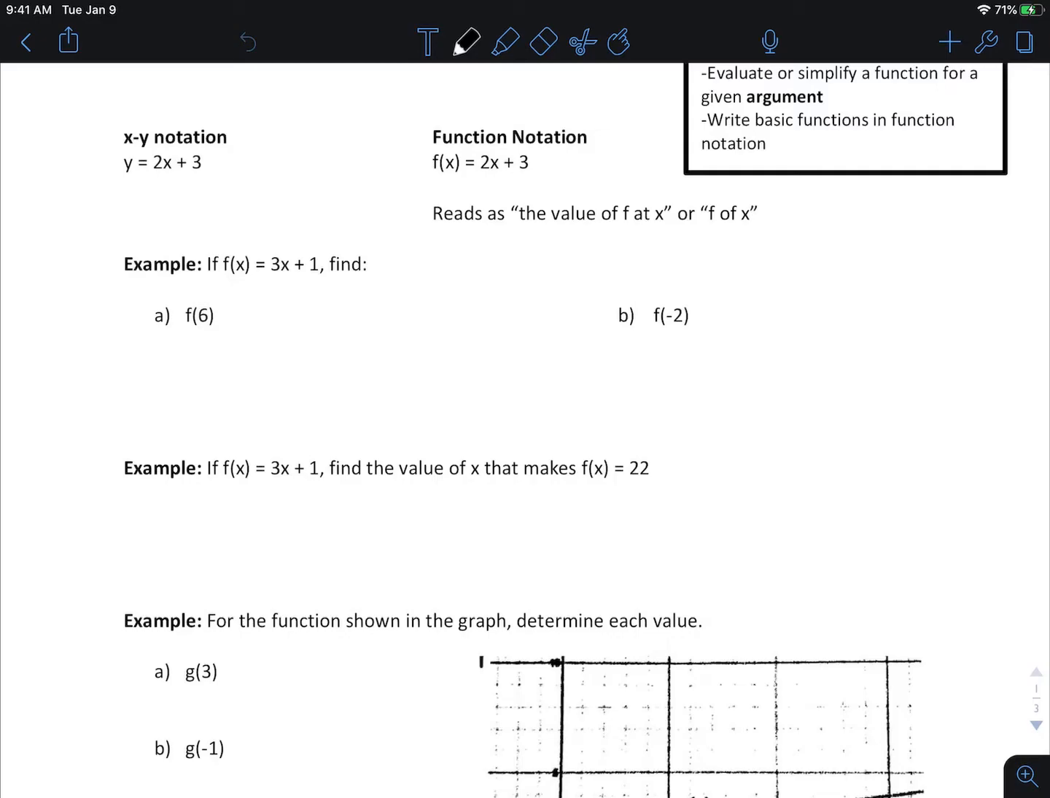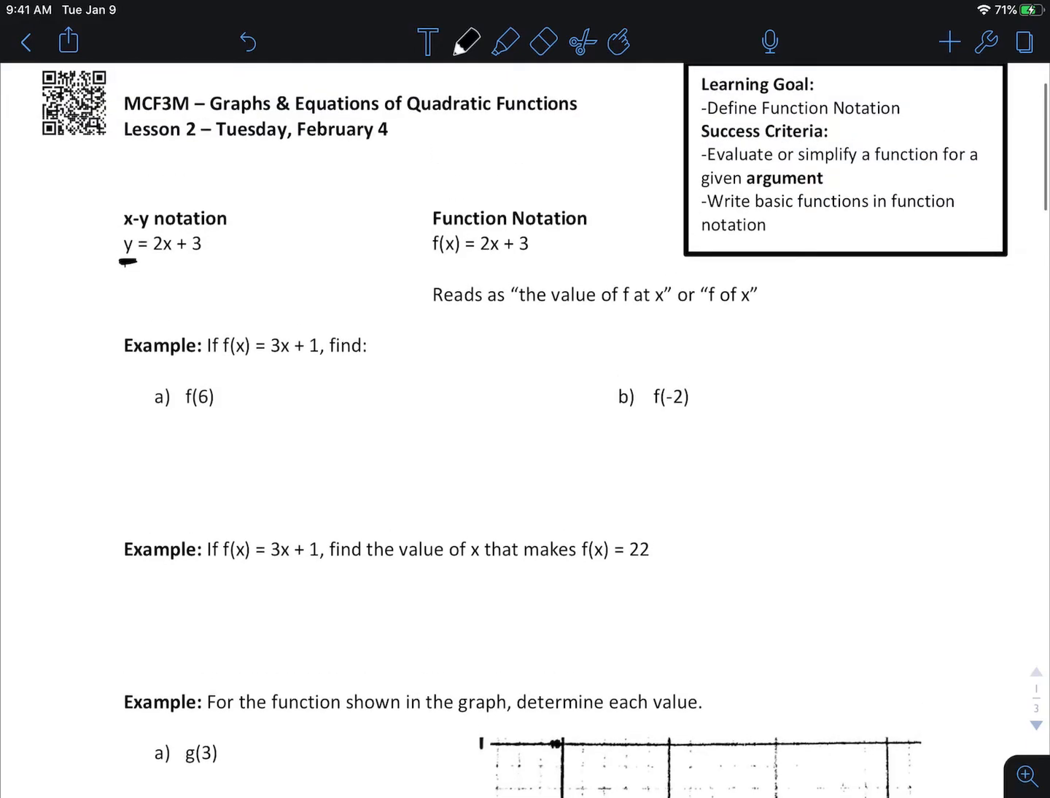So we're gonna do away with this y equals thing. We're not really gonna do that anymore. That's kind of how functions work, and we're gonna introduce this important thing called function notation. That's the learning goal: can you define it and work with it?